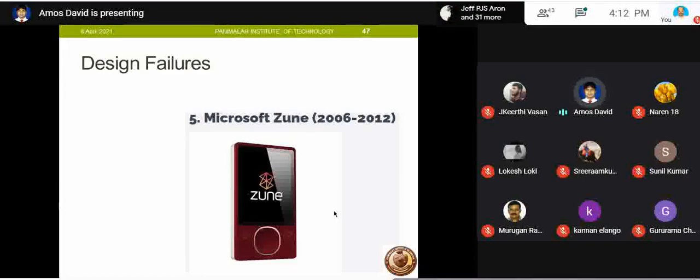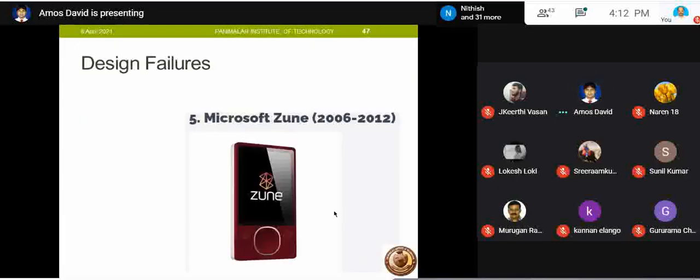When Microsoft came up with this product to compete with Apple, they were not able to survive in the market, because none of us know this brand, Zoom. This was by Microsoft. It was in the market from 2006 to 2012, but then it lost its way.